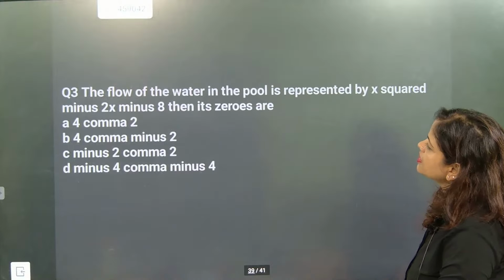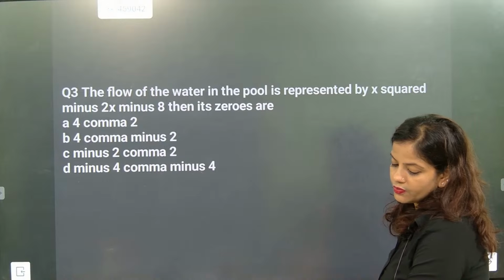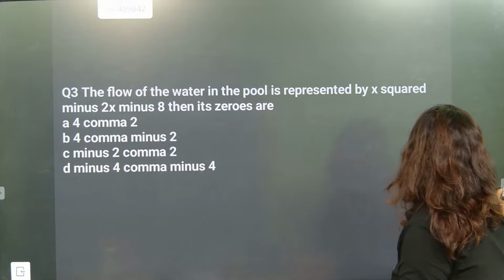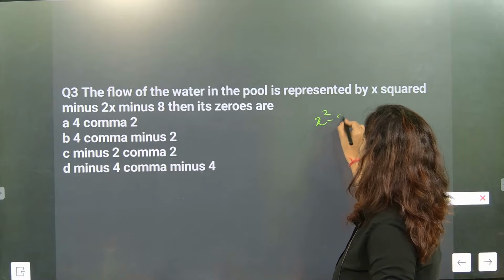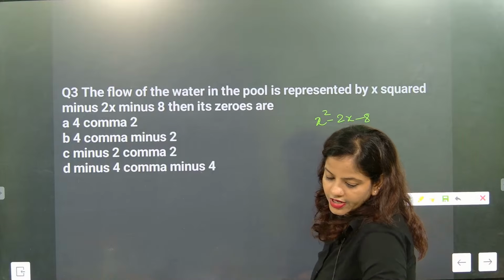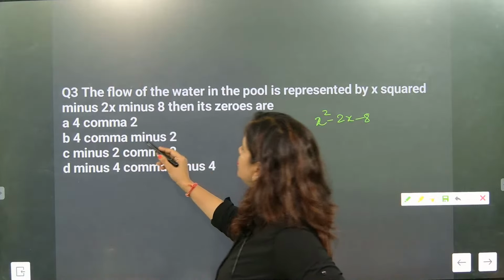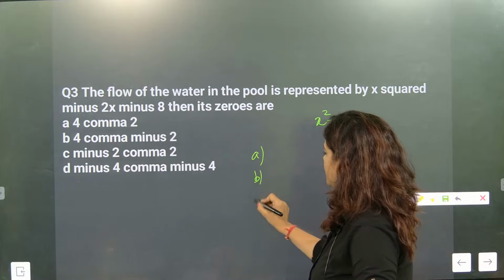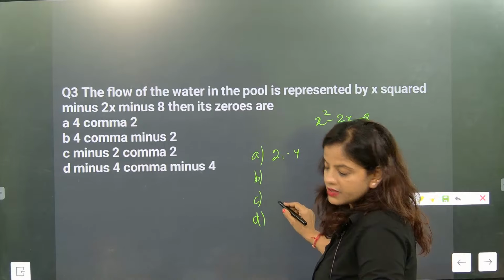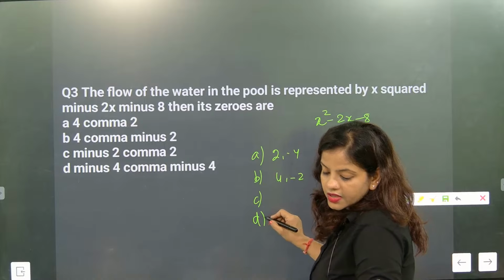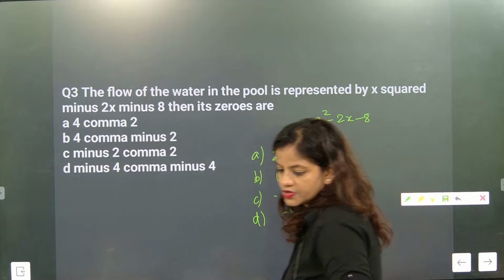Question number 3. The flow of water in a pool is represented by x square minus 2x minus 8. Then its zeros are what? I'm writing the options A, B, C, and D. The options are 2, comma minus 4; then 4, comma minus 2; then minus 2, comma minus 2; and minus 4, comma minus 4. So 4 options are there. Come on, go for it.